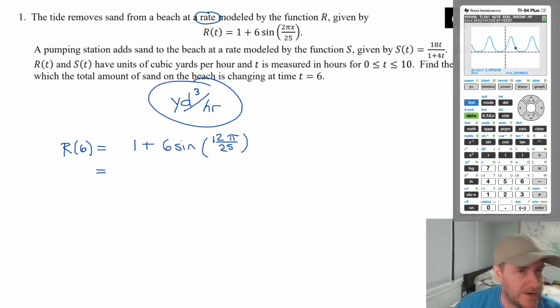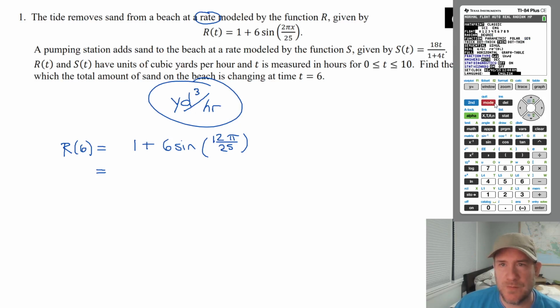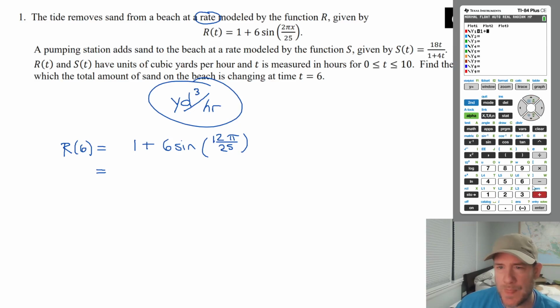Here's a calculator right here. Let's make sure that we're in radian mode. So click mode, and we are. Anything else I have to change here? I don't think so. So I'm going to clear all this junk. And what you can do is enter in your R function. It's 1 plus 6 times the sine of 2 pi x divided by 25. If I enter it like that, it'll be fine because it'll do the multiplication in the numerator first and then divide. I don't really need any extra parentheses for this.